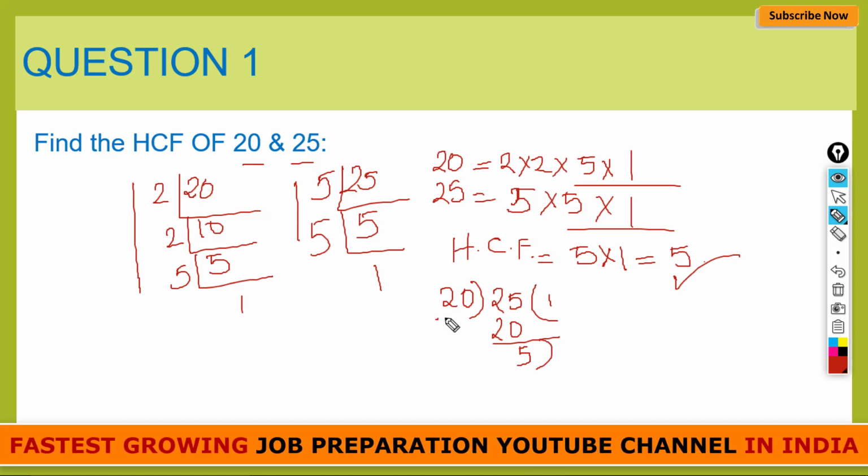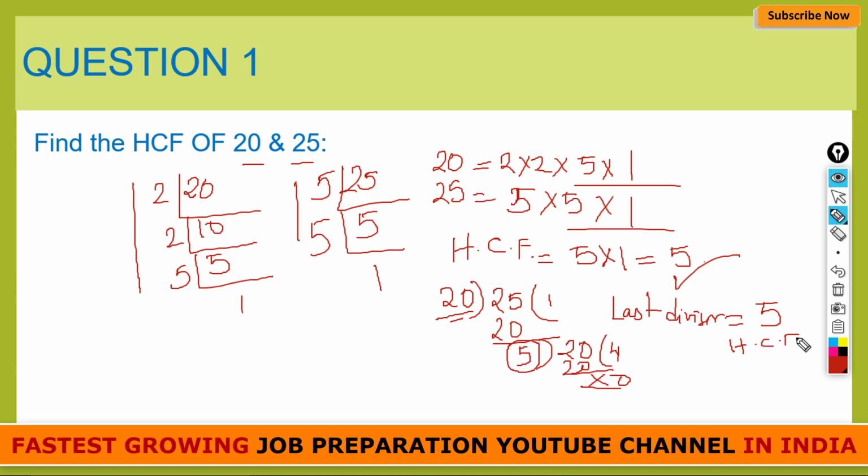What do we do in the next step? We will divide the divisor again by the remainder. 5 fours are 20, so the remainder is 0. So the last divisor, which gives remainder 0, is our HCF, which is 5. This way we will solve each and every sum. So let's move to the next sum.